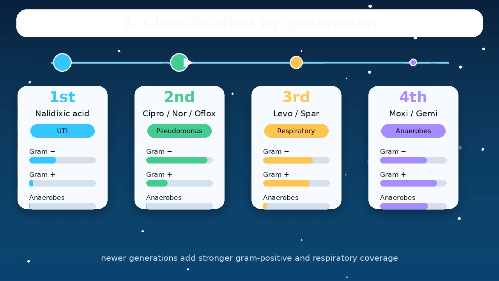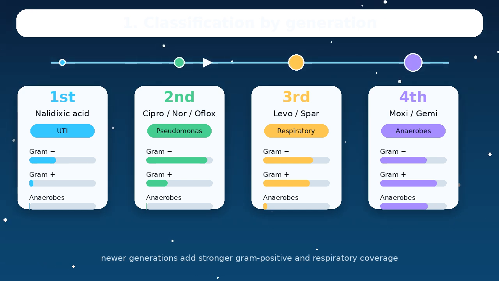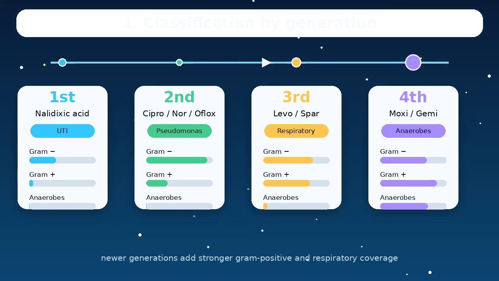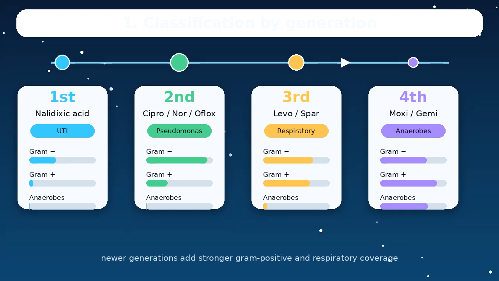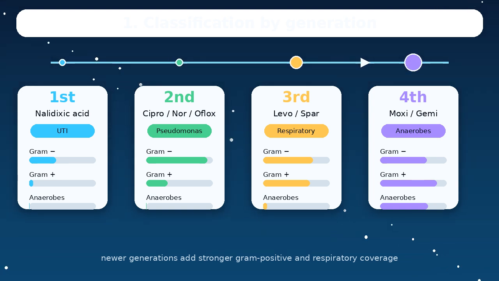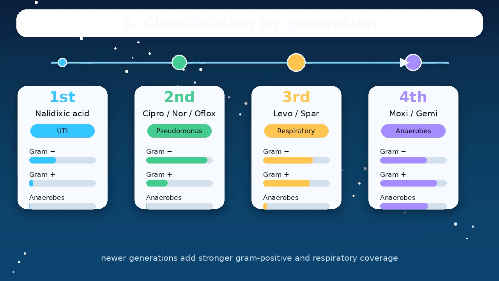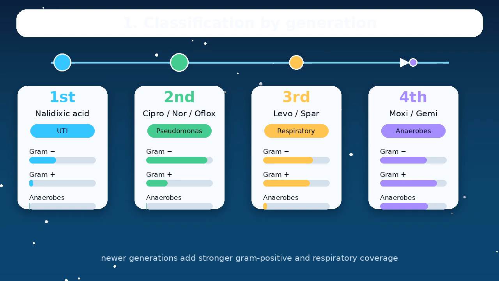Third-generation fluoroquinolones include levofloxacin and sparfloxacin. Compared with the earlier drugs, they have better gram-positive coverage, especially against Streptococcus pneumoniae, while still retaining useful gram-negative activity. Fourth-generation fluoroquinolones include moxifloxacin and gemifloxacin. They cover gram-positive bacteria, gram-negative bacteria, and anaerobes. Moxifloxacin is particularly noted for respiratory tract infections, including community-acquired pneumonia.